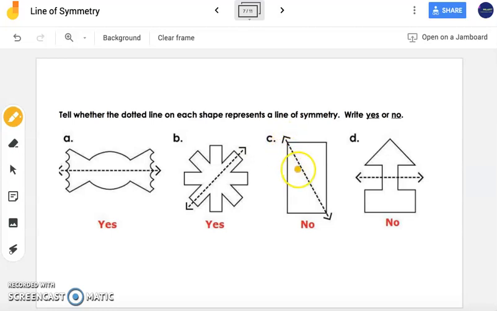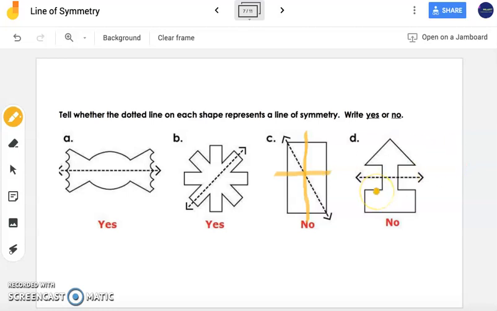Now this dotted line, does it represent a line of symmetry or not? We have to take a closer look. Now, a rectangle is symmetrical, but this dotted line does not describe or represent a line of symmetry here, even though this figure is symmetrical. So my answer is no, because this dotted line can be improved. We can draw this dotted line in a different direction to represent a line of symmetry. And to do that, we can either draw a vertical line or a horizontal line to describe a line of symmetry here.